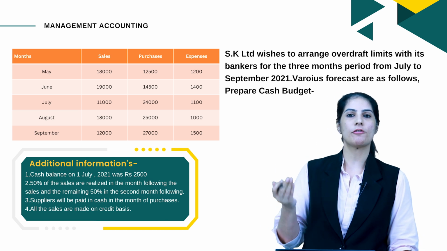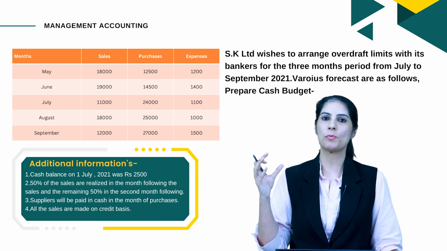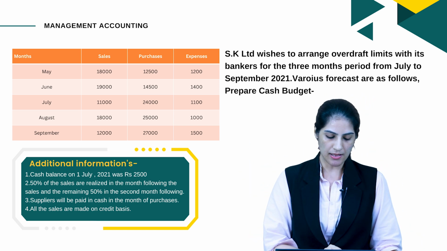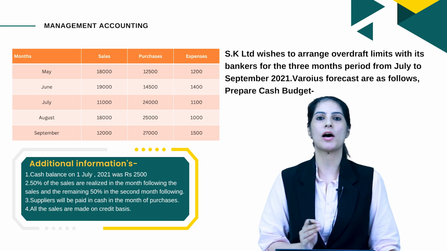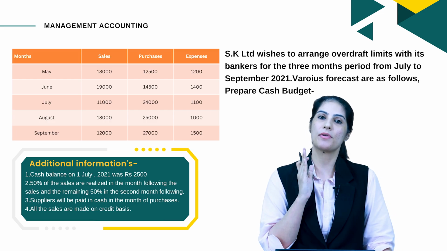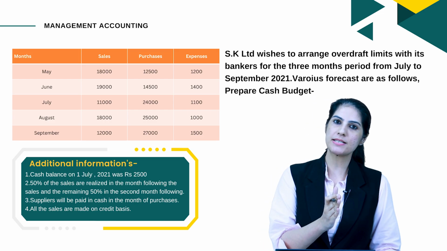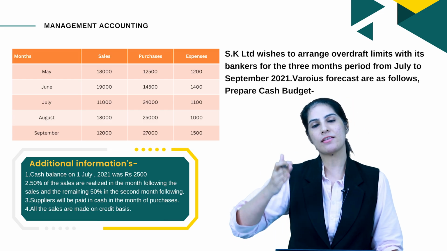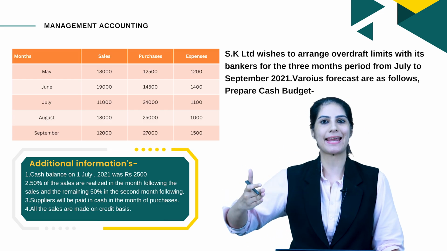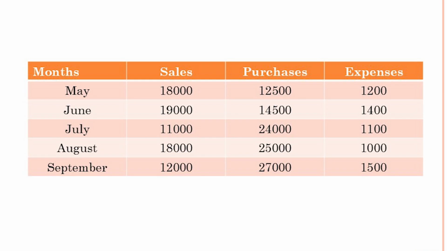If the sales are of cash, then the amount will come in the same month. But in this particular question, the sales are on credit basis and the realization is 50% in the following month and the remaining 50% in the second month following. On the basis of this particular question, we have to prepare a cash budget for the budgeted period which is given to us as July, August and September.